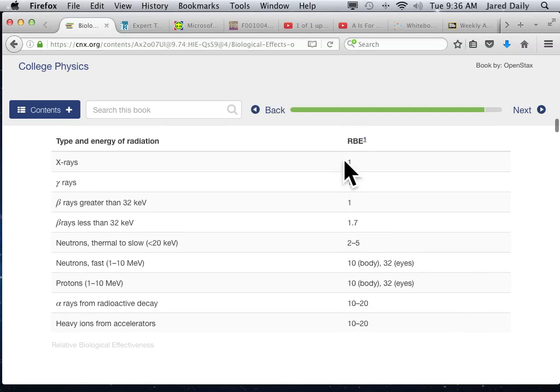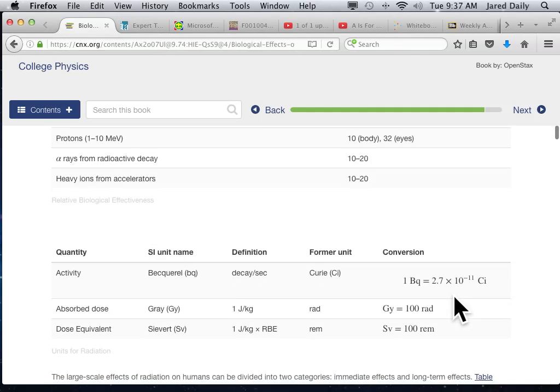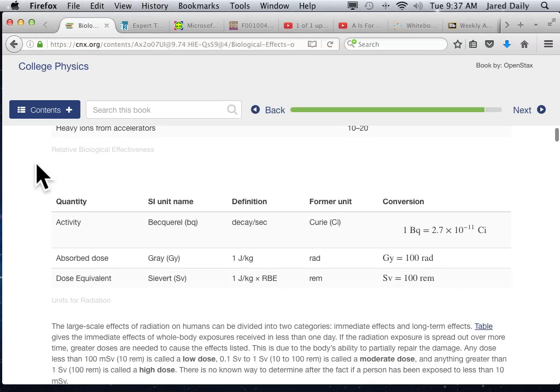And here is the table of those, as you go from small damage to big damage. The activity is the Becquerel and the Curie. The absorbed dose is the gray and the rad. And then the dose equivalent is the sievert or the rem. The gray is equal to 100 rads, the sievert is equal to 100 rems.